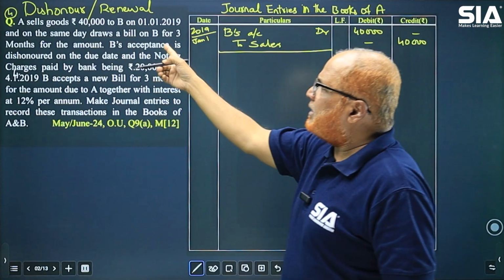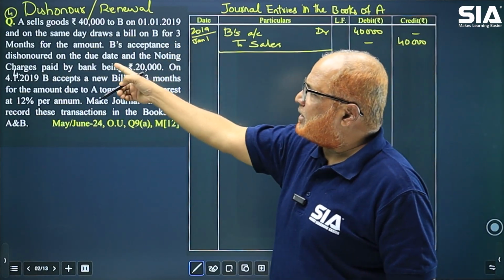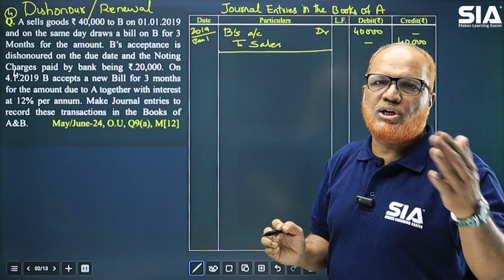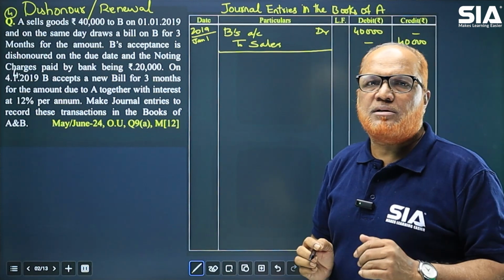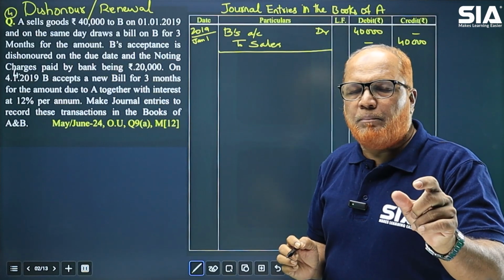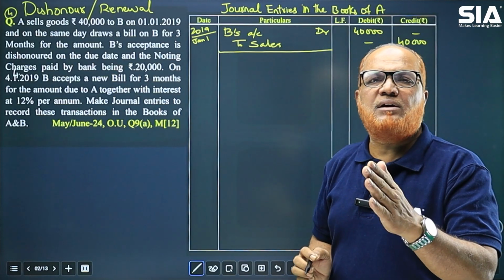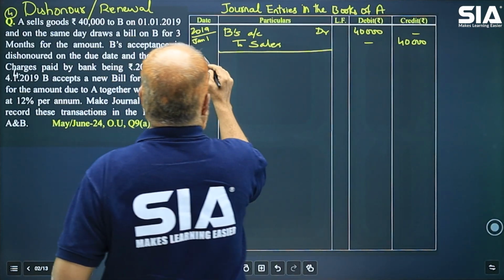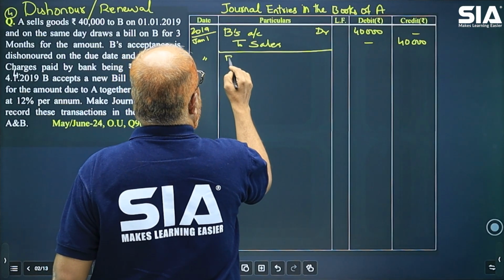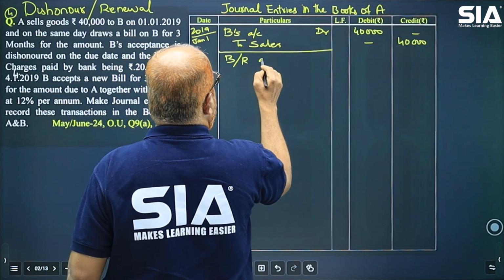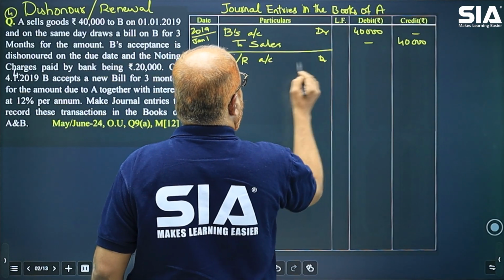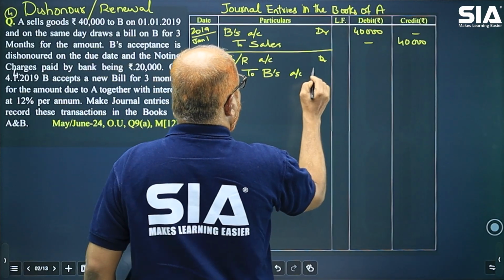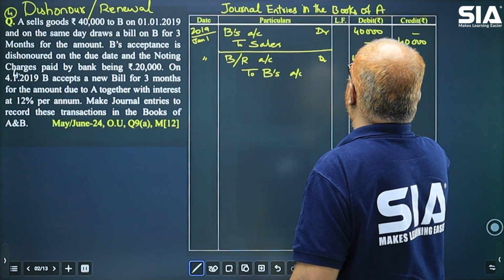Now, on the same day, A draws a bill for 3 months for the amount. A has drawn a bill of exchange on B and B has accepted. When B has accepted the bill, the entry will be bills receivable account debtor to B's account. Same date, bills receivable account debtor to B's account for the same amount of 40,000.